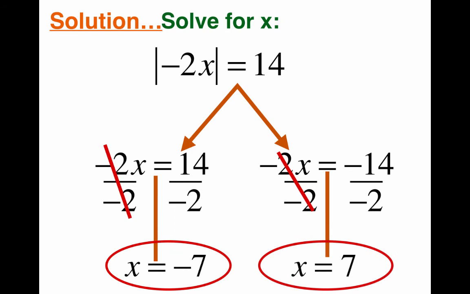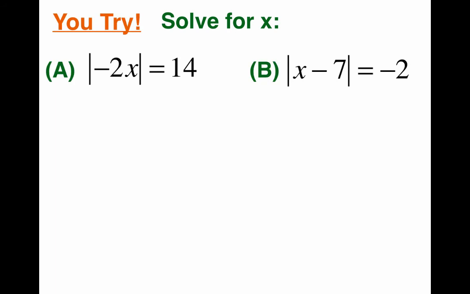How'd you do? Did you get the same thing? All right, try letter B here. Absolute value of x minus 7 equals negative 2. Again, I'm going to say it. Hit the pause button and solve. Good luck.